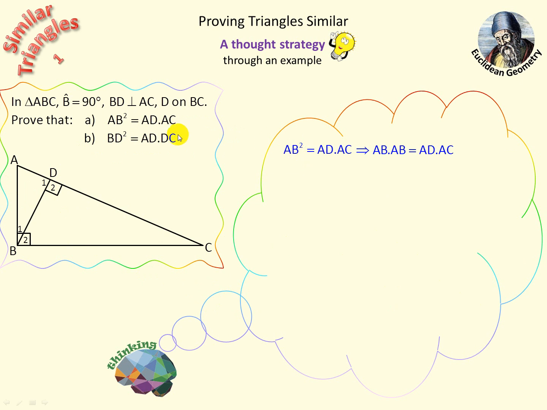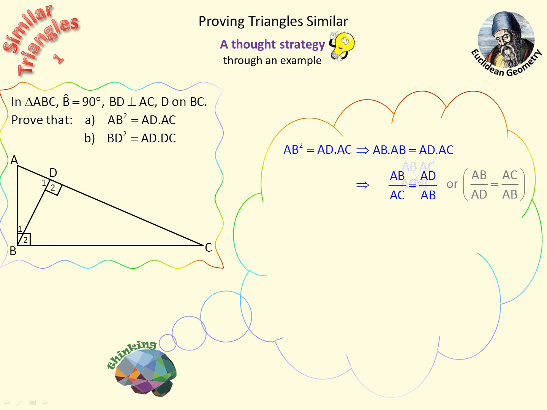I take AB squared equals AD times AC, and I say, well, that means AB times AB equals AD times AC. Now, watch my little swap here. Notice I do an algebraic move to move one of these below, one of those below. There we are, like that. And it doesn't matter which way around I've done it.